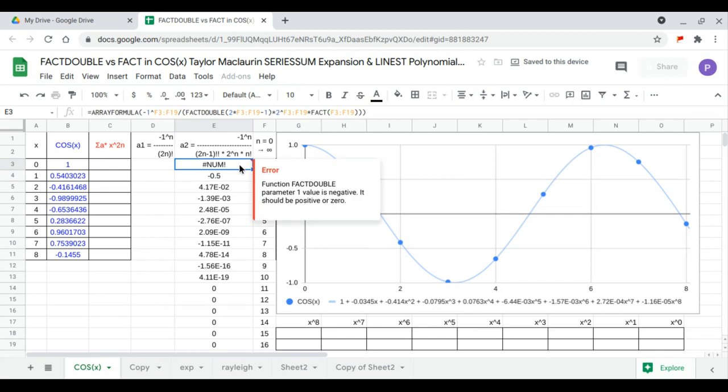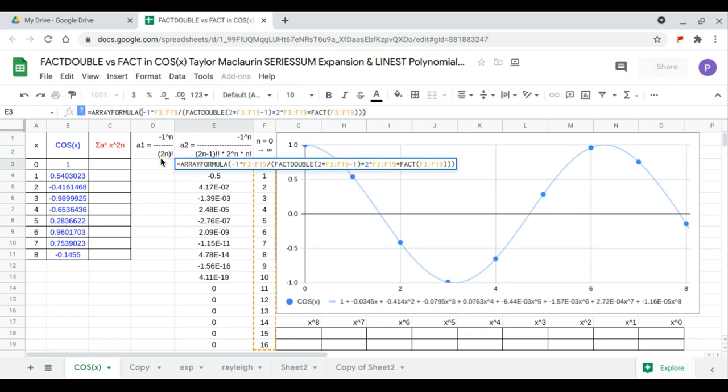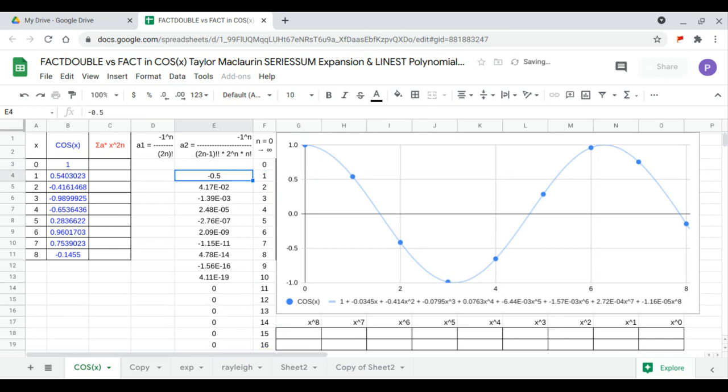And we'll correct this error. So if n equals 0, this should be 1. So we'll correct this. So if n equals 0, then it should be 1. Otherwise, calculate. Then enter. Now it's corrected.